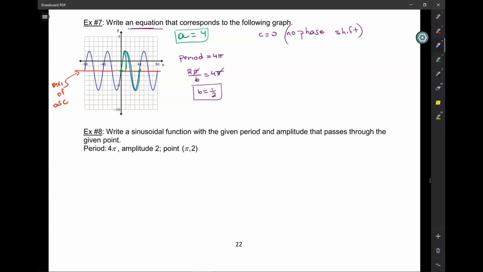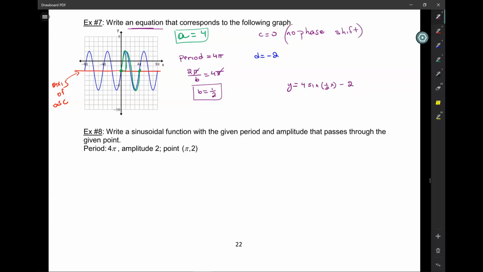Okay, D. Is there a vertical shift? How much? Down, how much? -2. D is -2. Okay? So that means y is equal to 4 sine half x minus 2.